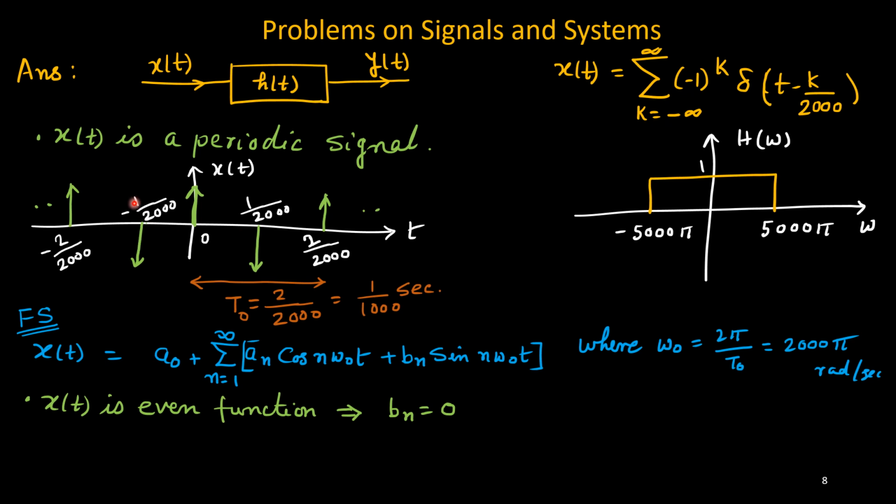At minus 1 upon 200 I have one impulse. Similarly I have one impulse at plus 1 upon 200. Again at minus 2 upon 200 I have one positive impulse, and similarly at plus 2 upon 200 another positive impulse. So the left and right hand sides are symmetrical, exactly the same. Thus it is an even function, and for an even function the bn part is 0. The coefficient of the sine term is 0.